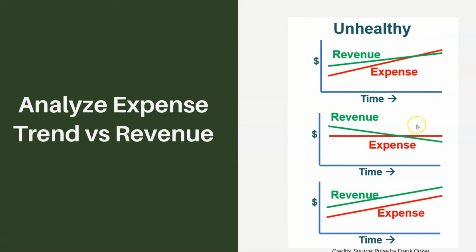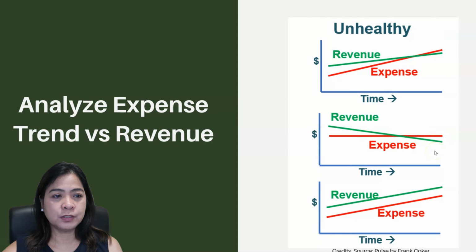Now here we're saying it's an unhealthy trend. Why is that? Well, the expense is growing faster than revenue, so eventually that would result in a negative cash flow and a net loss for the business, because expenses, or outflow, is more than the inflow, the revenue. This is another unhealthy one, because of course the revenue is going down, so that's not good, right?